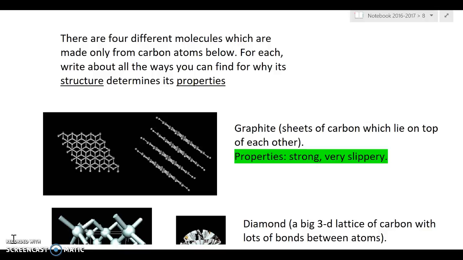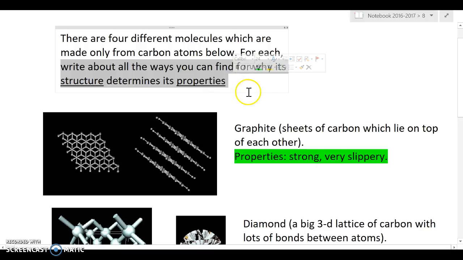For each of the molecules which I show you, I would like you to write a very short paragraph in which I'd like you to write about all the ways you can think of for why the structure of the molecule determines the properties which it has. Good luck. This follows on from the lesson we did today, in which we were thinking about the structure and properties of polymers and about smart alloys. So on with the fun.